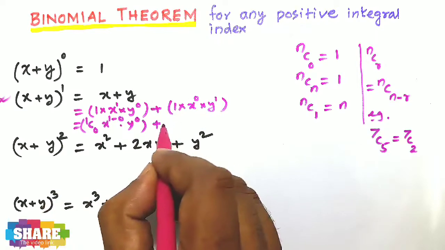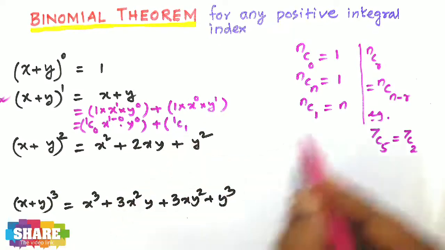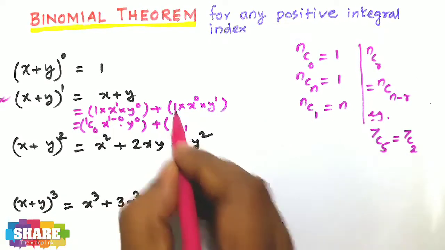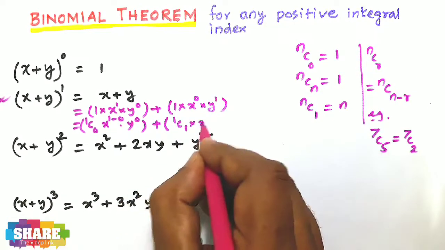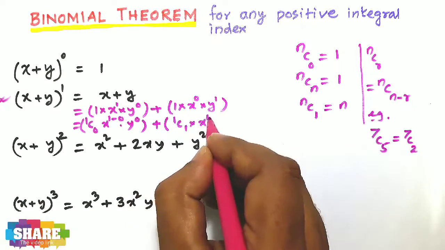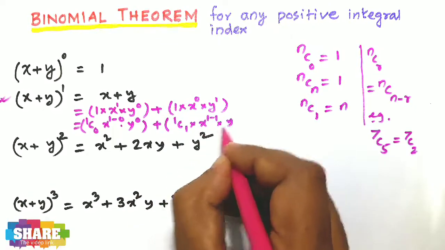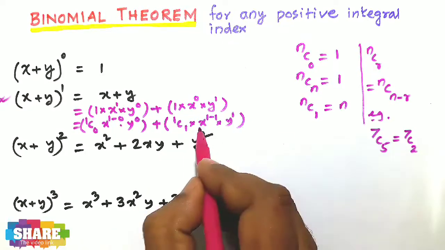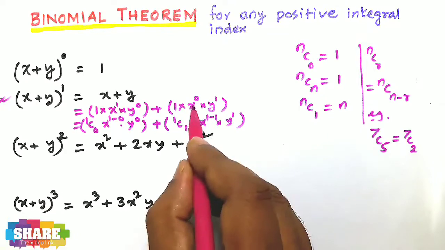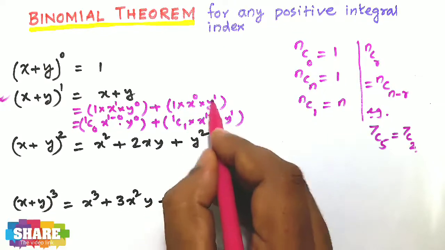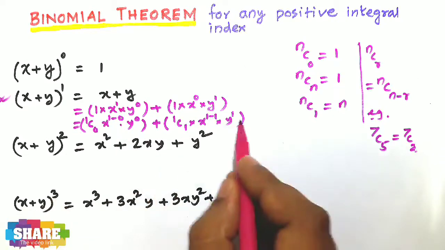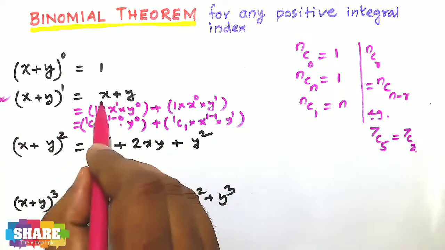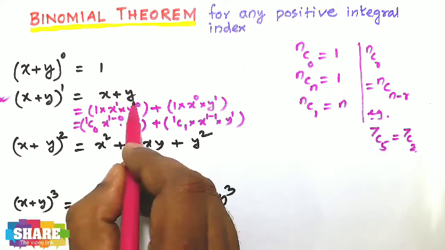And the second term similarly: after 1C0, the second term will start with 1C1. You know, nCn is equal to 1, so 1C1 is also 1, written here into x to the power 1 minus 1, into y to the power 1. So obviously you see 1C1 is equal to 1, x to the power 1 minus 1 is x to the power 0, and y to the power 1 as usual. So this is written in combination form. Actually, from this you have got this expansion, x plus y only.